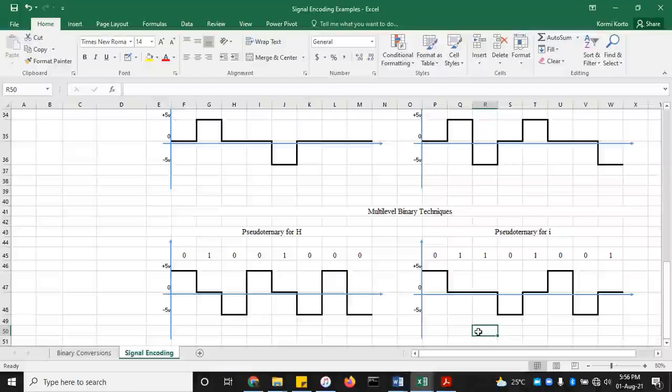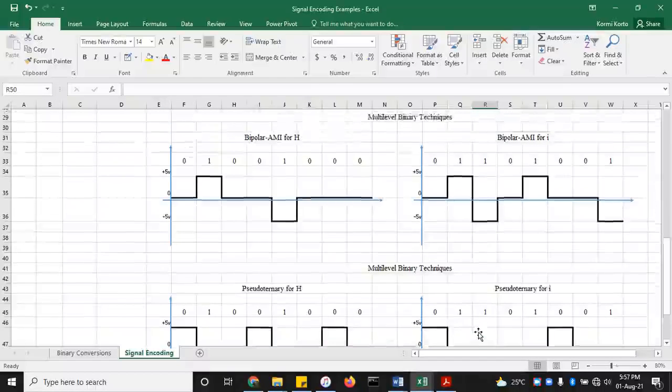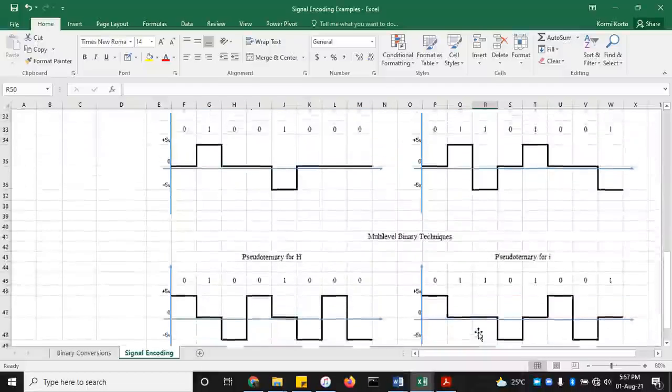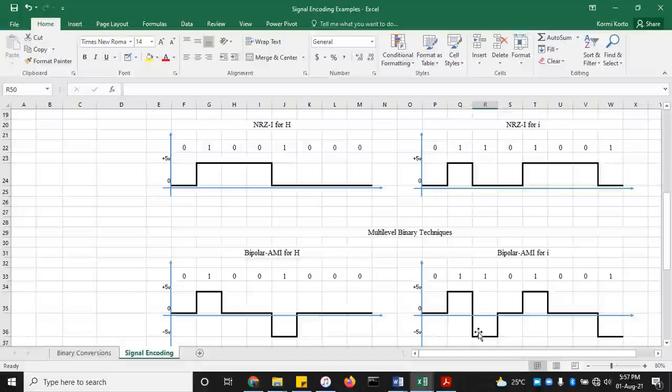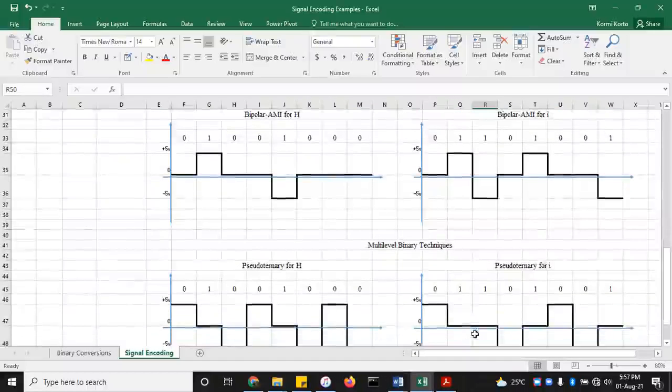Okay, so now we do have the signal encoding techniques for the two groupings that we have. So there are four groupings, right? The first two have been done with all their various schemes. Okay, so we're done with those ones. The next one is the biphase technique, which has the Manchester and then the differential Manchester.